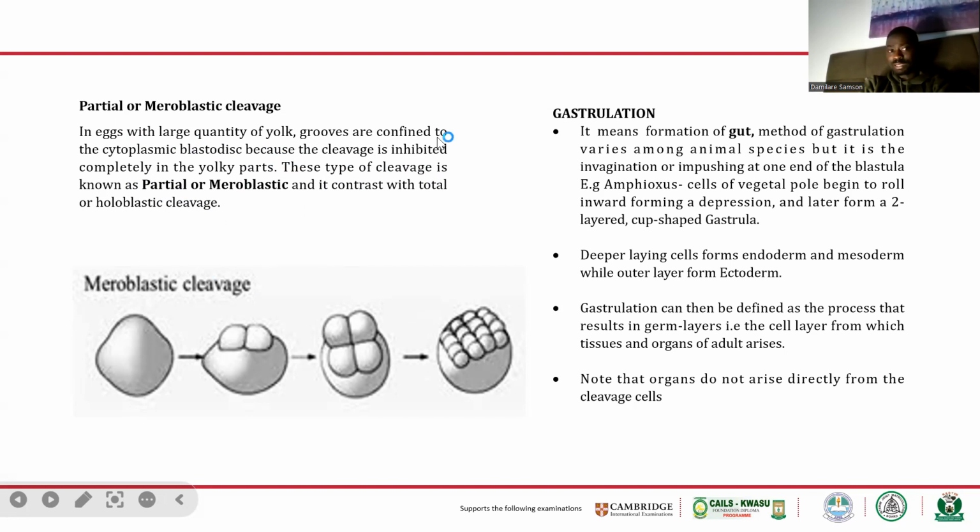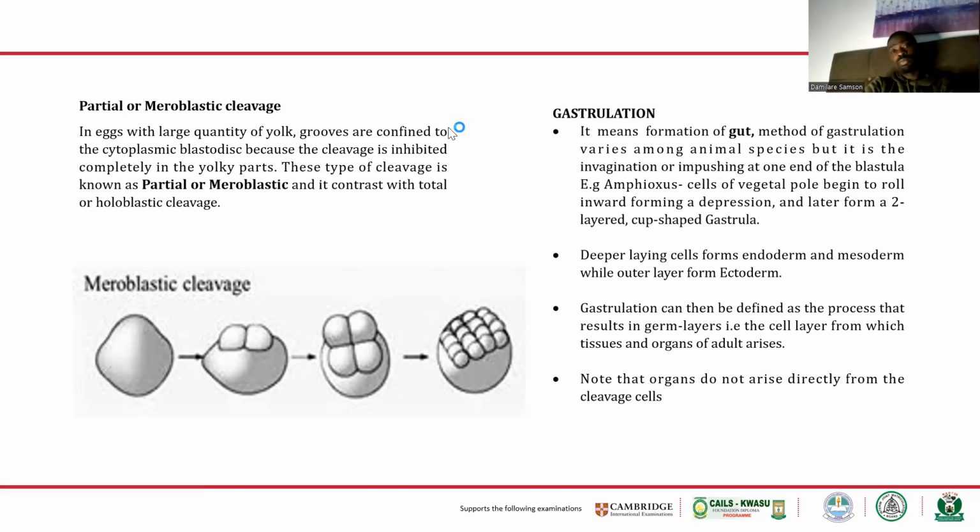The grooves are confined to the cytoplasmic blastodisc. Why? Because the cleavage is inhibited completely in the yolky part. The yolk-free part is where you have the cleavages occurring. So some part will be free where you have the division going through. So those are the types of cleavages that we have. So just try to know the types of cleavages, know how each of them works, so that when a question comes on them, you know what to do.